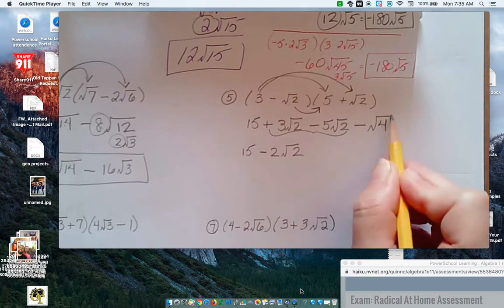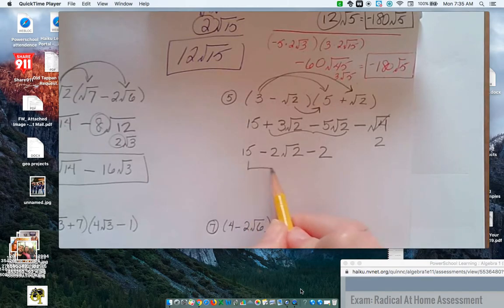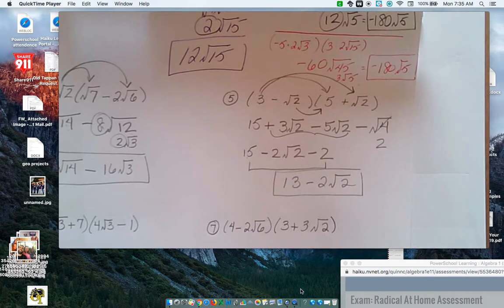And this is 2, minus 2. I have like terms again with my integers. So 15 minus 2, that's 13 minus 2 radical 2. And that's the final answer on that one.